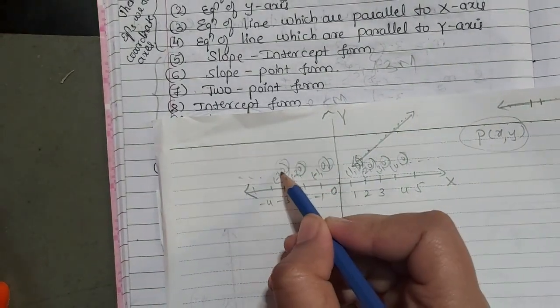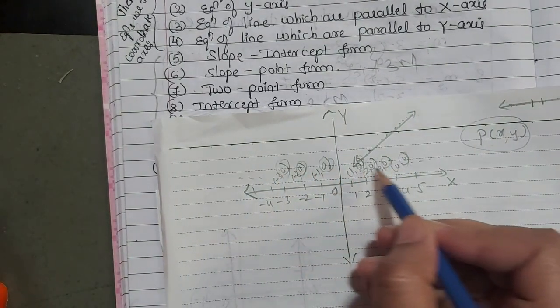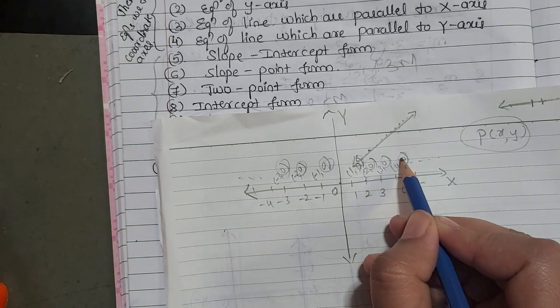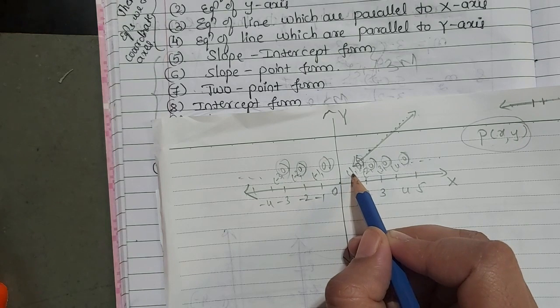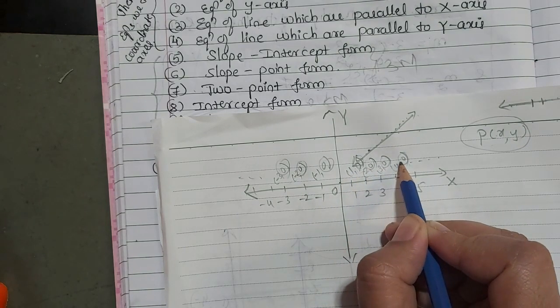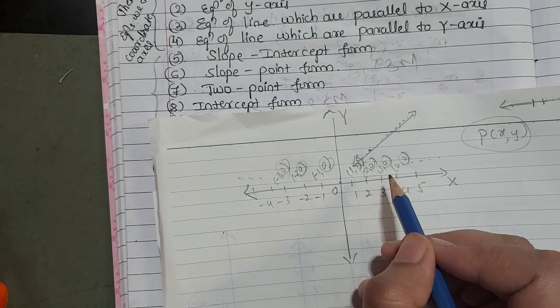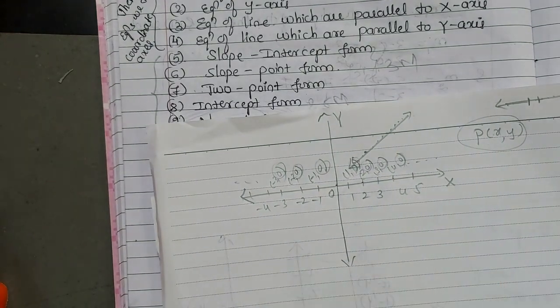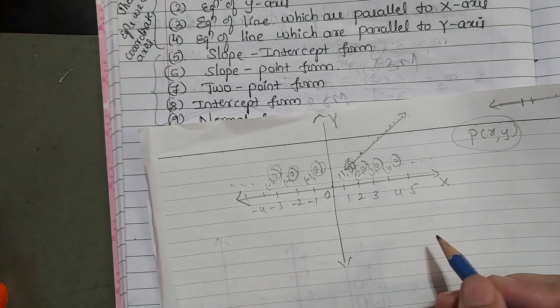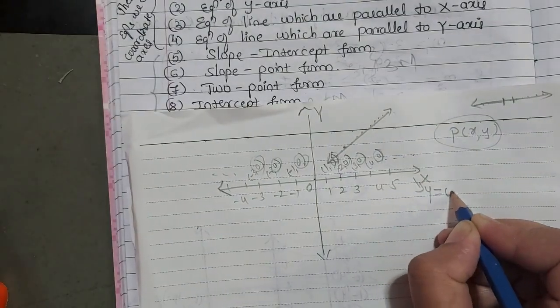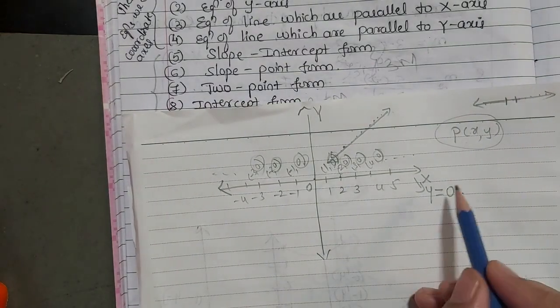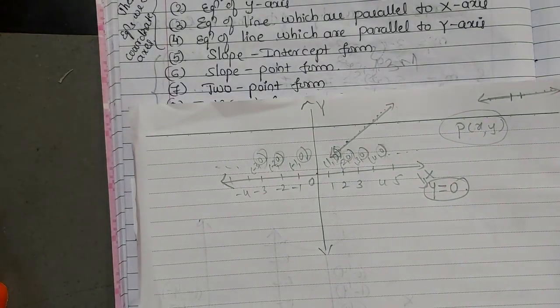This is the general concept, the general condition. You see in all the coordinates that the y coordinates are all 0. That general condition represents the equation of the x-axis. What is that general condition? That is the y coordinate is 0. That represents the equation of the x-axis.